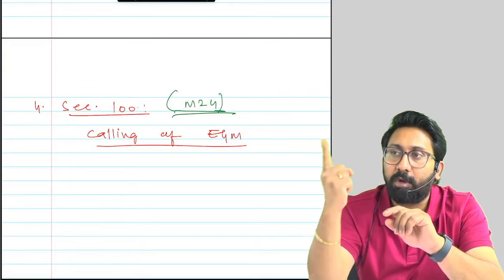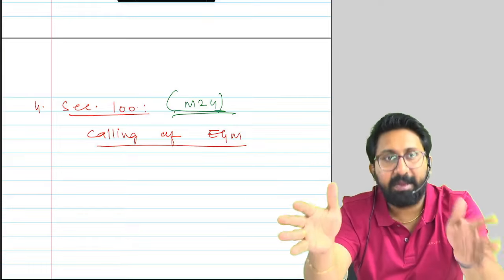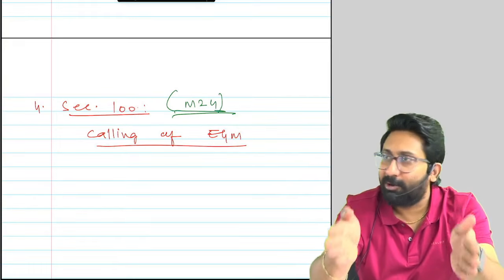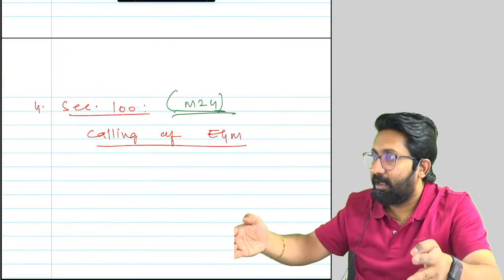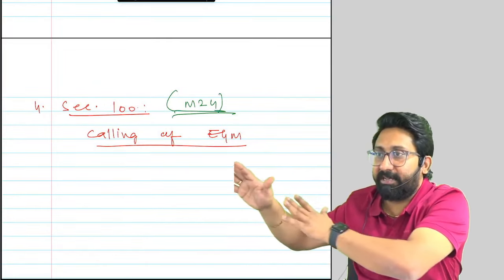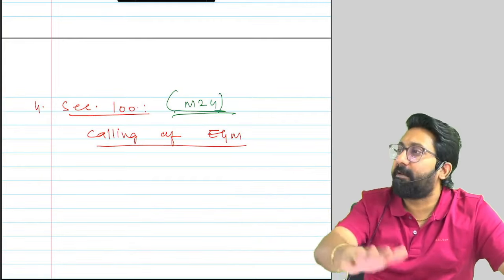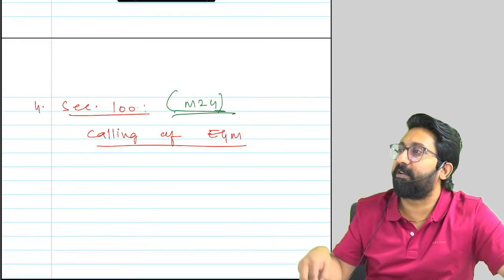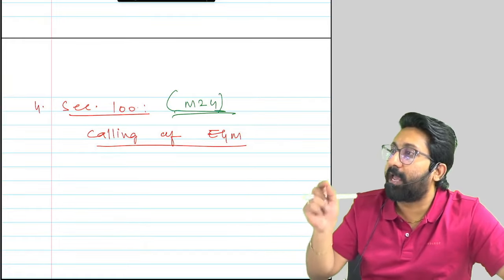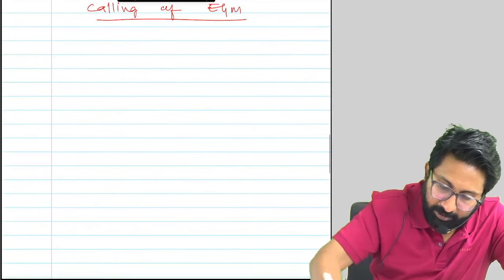Number one, who can call EGM? Second one, procedure for EGM. That means 10% who can call, 70% procedure, and another 20% will be miscellaneous. Understood? First we will cover part one, part two, part three. We will divide this section into parts. First, point number one will be who can call an EGM?